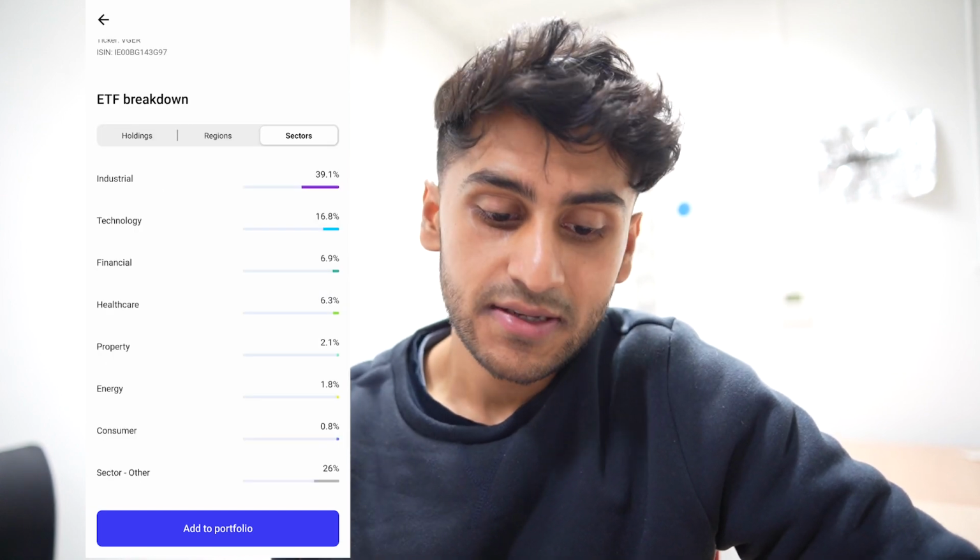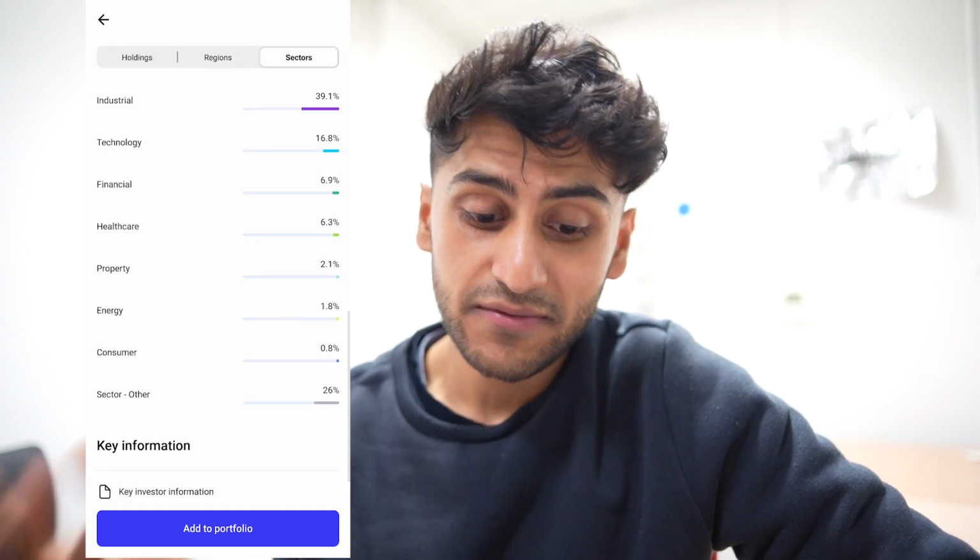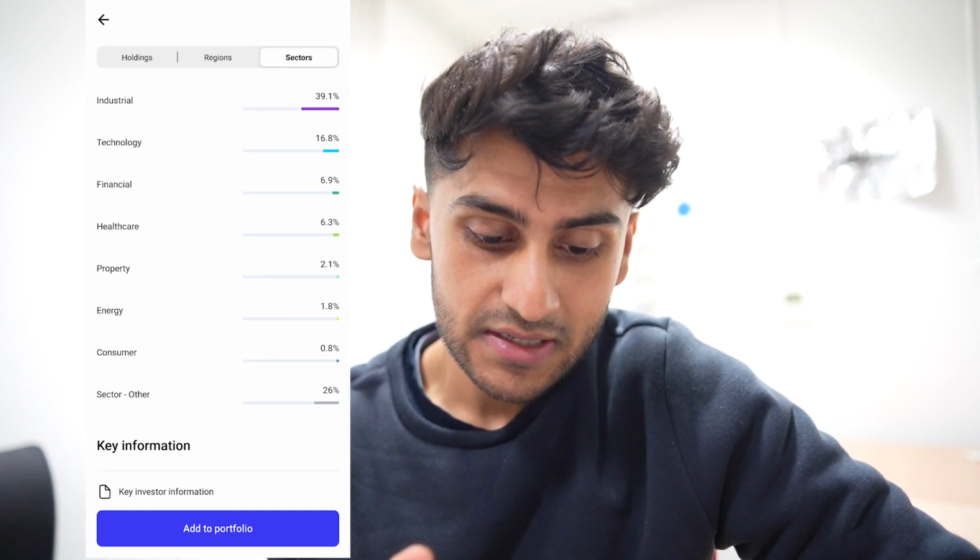So in terms of sectors, some of these may overlap, so some of these companies may be both industrial and technology. So for example, sectors, we have industrial about 40%, technology about 17%, financial about 7%, healthcare around 6.3%, and then about a quarter of it falls under something in between.